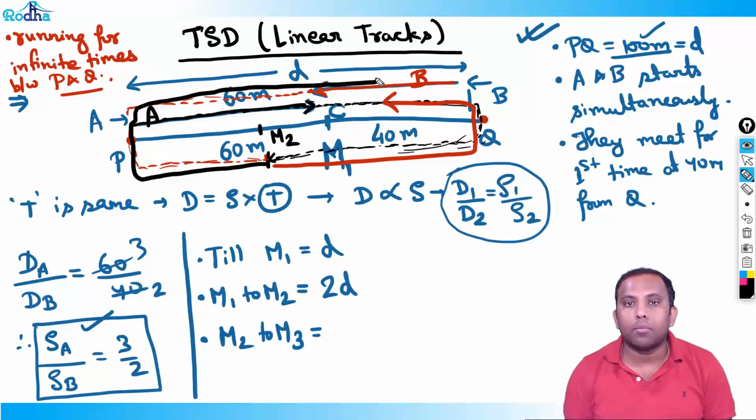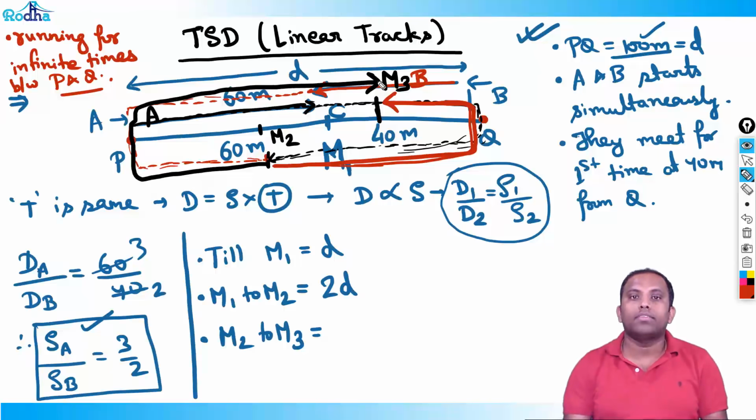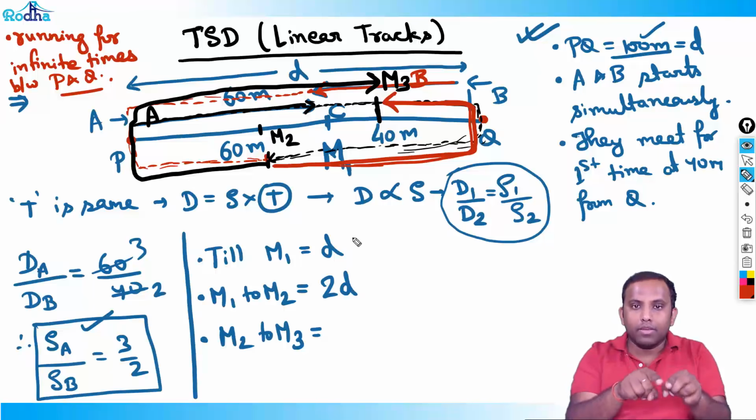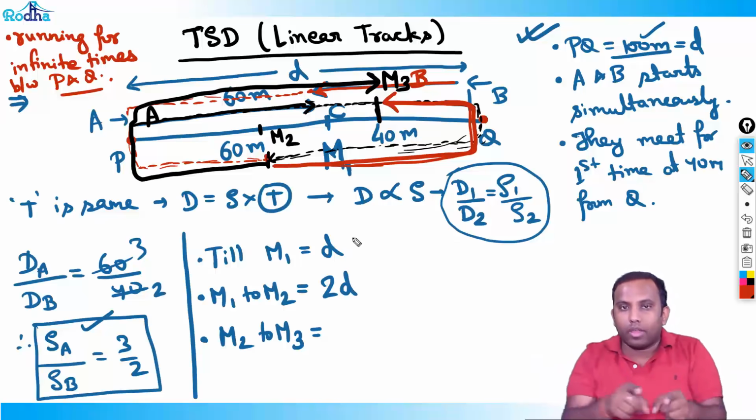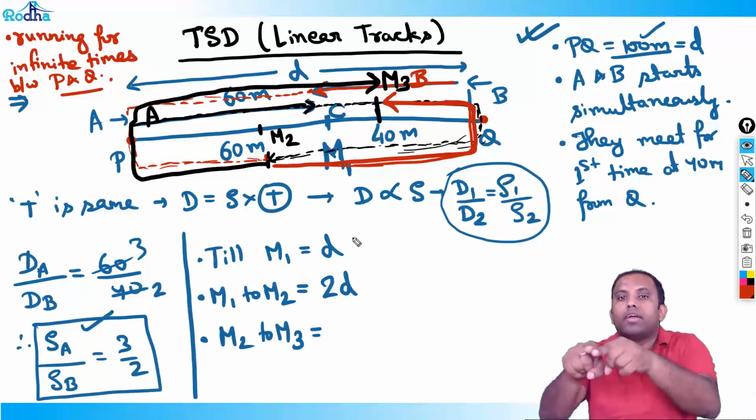Let's say this is the third meeting point, M3. See this bold line here, in red. This is the path of B in a red line. B reaches somewhere here and A reaches somewhere here. So again, this is M3. What is the combined distance traveled again from M2? They are reaching here at M3. From M2, their combined distance traveled is again 2D.